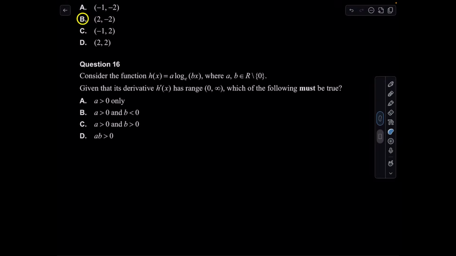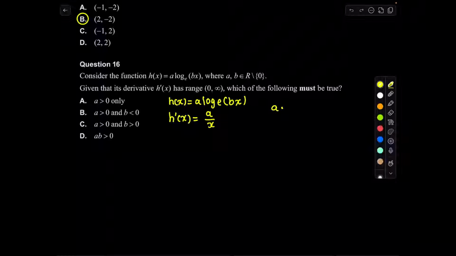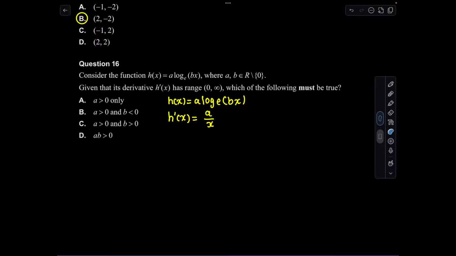So basically, the derivative function has to have a range of 0 to infinity, and we need to double check that it's always true or must be true. So let's do that. Okay, so we got h of x here. Let's just draw it nicely. So we got a log e of b x. And let's derive it. It's very easy. You can use your CAS anyway, but it's just a over x. Because of the a multiplied, but how do you derive log of b x? Remember, you derive the inside, which is b, divided by whatever is inside, and you can see that the b's cancel out, and it's just a over x. Remember the quick rules that I've taught you here. Okay, we got that. Now, it's very important to understand. Let's look at the first condition.